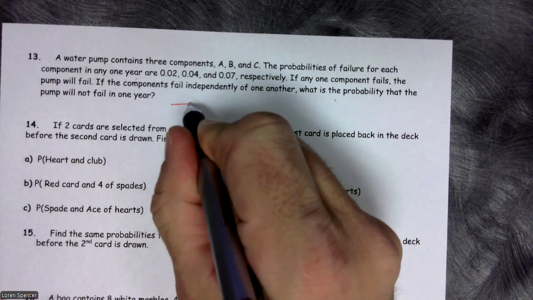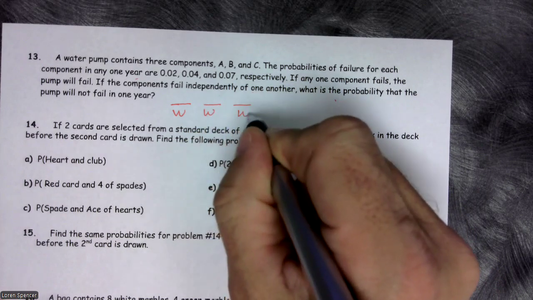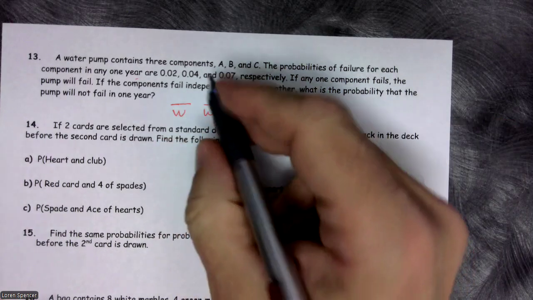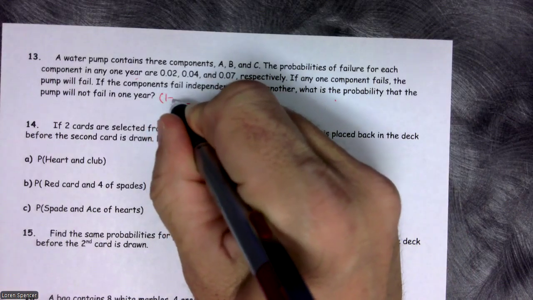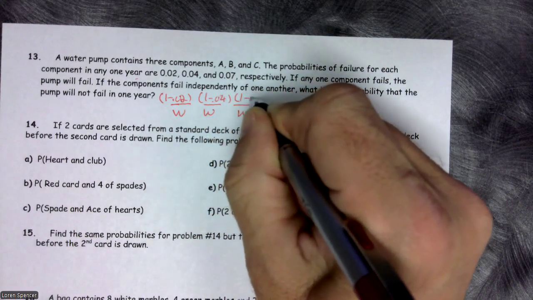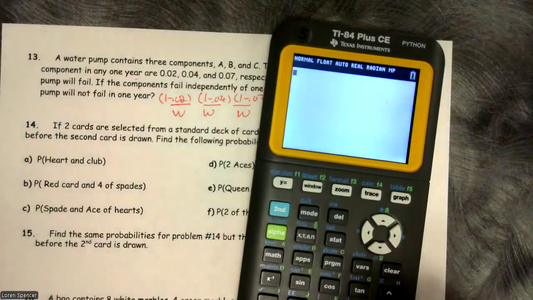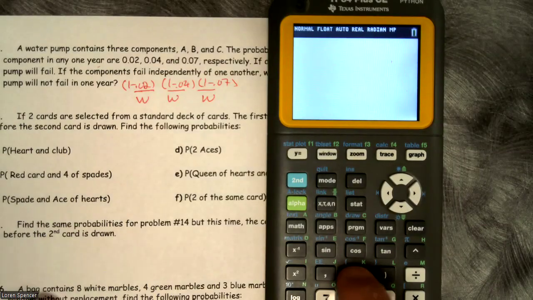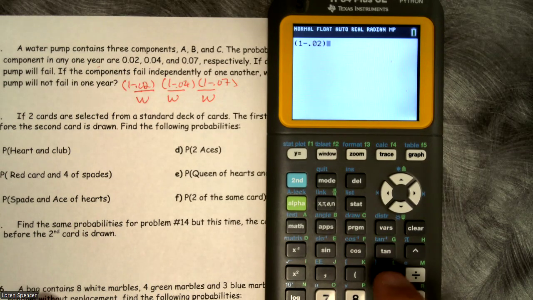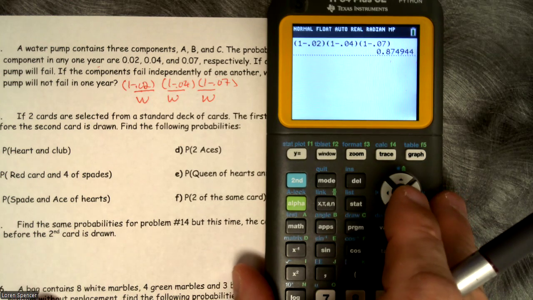Oh, well, technically, we figured that out already. We wanted to know the probability that it works. Well, all three components have to work for it to work. So this is going to be 1 minus 0.02 times 1 minus 0.04 and 1 minus 0.07. So we really actually already figured that out as part of the previous one. So parenthesis 1 minus 0.02, parenthesis 1 minus 0.04, parenthesis 1 minus 0.07. And we get 0.8749.